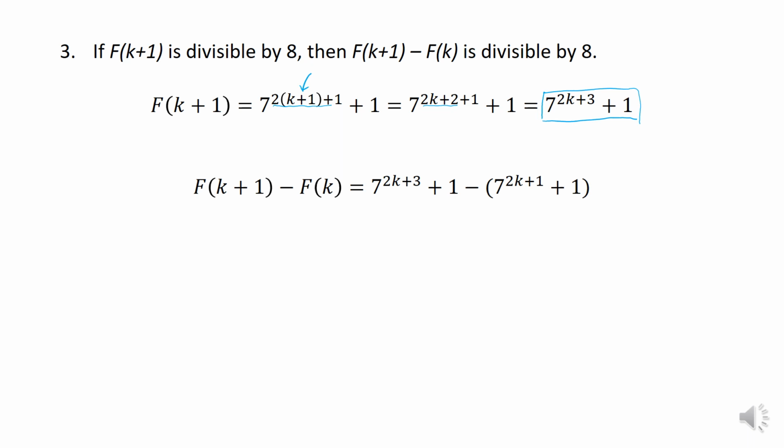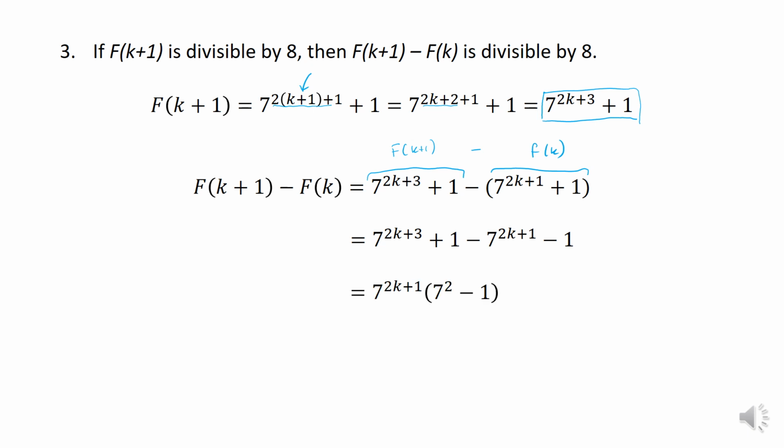Okay, we're going to subtract. Now we'll take our f of k plus 1 as the first part, and subtract your f of k. And let's see what we can do. All right, so that's just applying the minus sign correctly to each term.